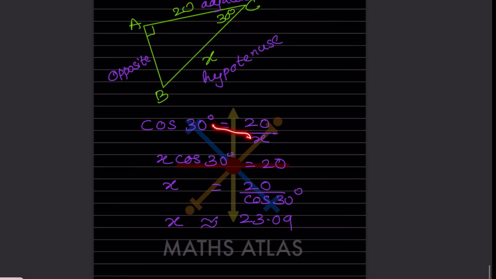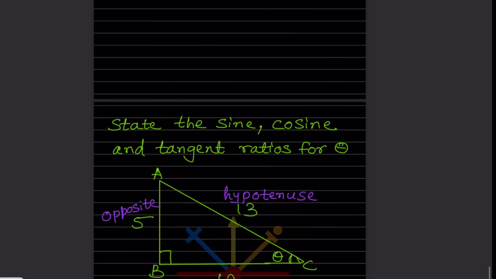So when we multiply this into this, x cos 30 is 20. So x will be what? We want the value of x, so that will be 20, and this cos 30 will go on the other side, that is going to get divided. You cannot do this directly, you can do it with the help of the calculator. You divide 20 divided by cos 30, and that is approximately equal to 23.09.